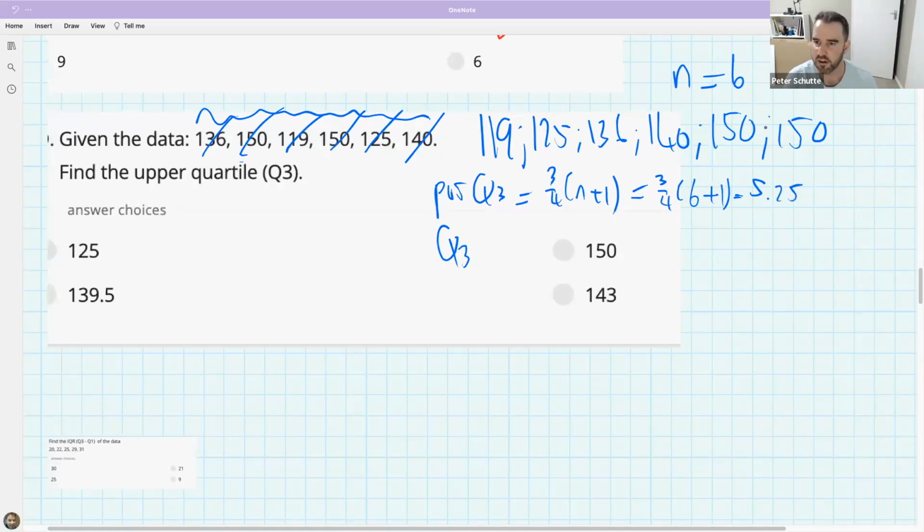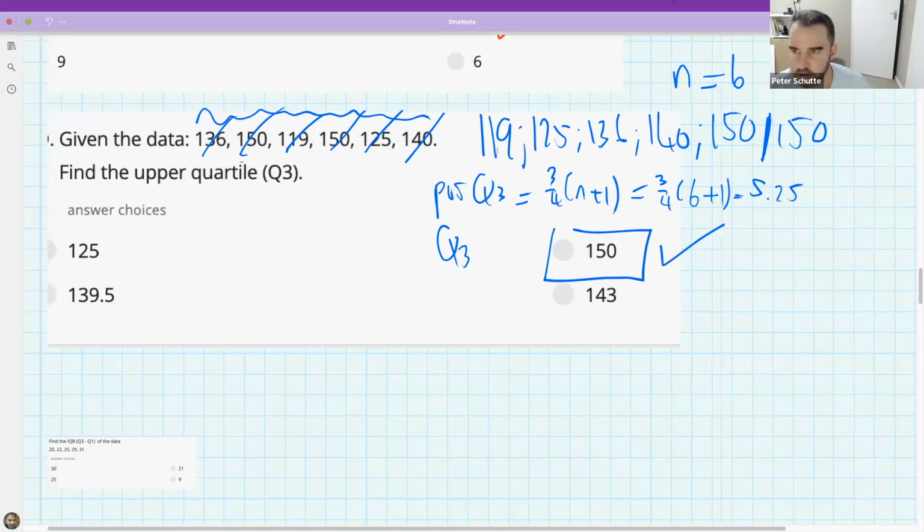So let's go and find where that is. 1, 2, 3, 4, 5. Oh, but it's between these two, which means that the average of 150 and 150, the correct answer should be 150. Issa Mayeni, do you want to unmute yourself and we can have a conversation?